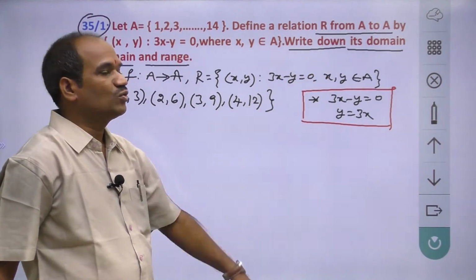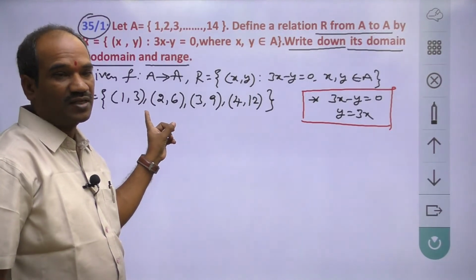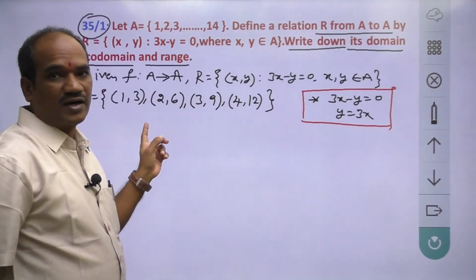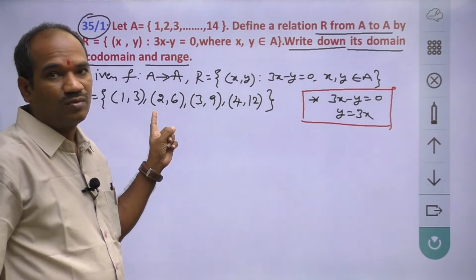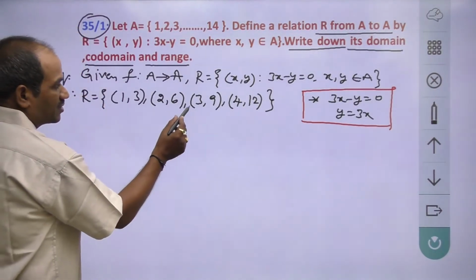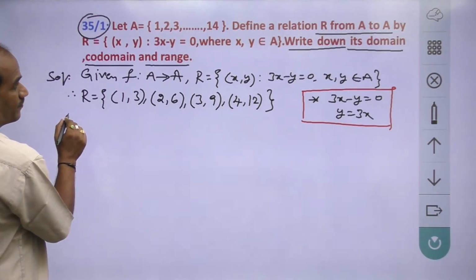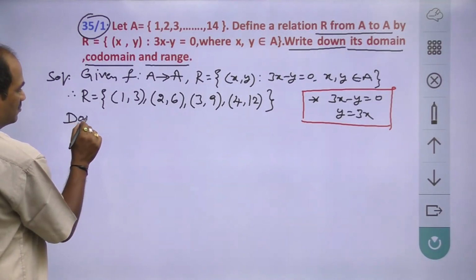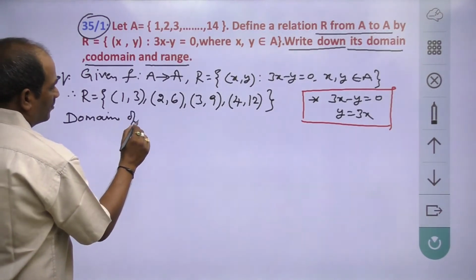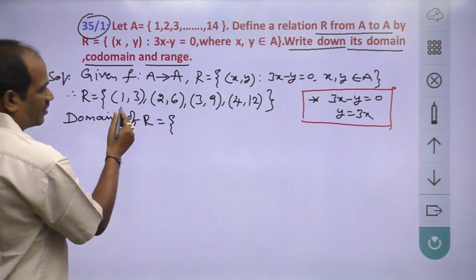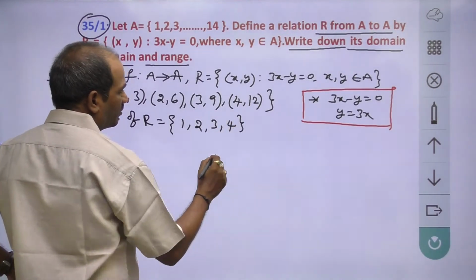Now write down its domain. Domain is the set of all first elements of the ordered pairs in the relation from A to B. So domain of R is the set of all first elements of the ordered pairs: 1, 2, 3, 4. This is the domain.